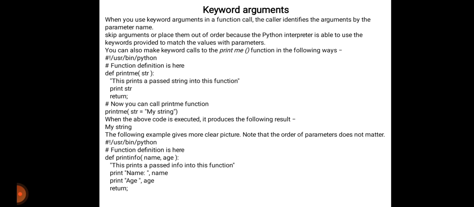Also there is one example. Note that the order of parameters does not matter. So how will it be executed? Hashtag user bin Python, then function definition is here. Again define print fo, here print fo, not the print me function. Print fo name and age, what you have to print? Your name and your age. This prints a passed value into this function. So in print name you have to print name, and in print age you have to print age, and return to the program.